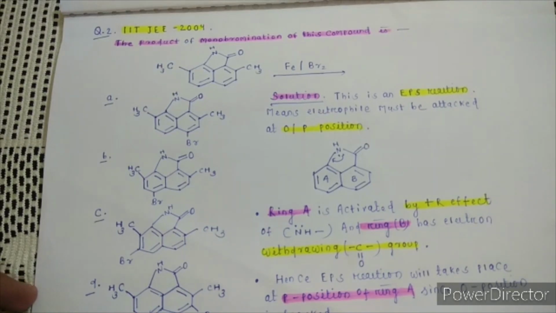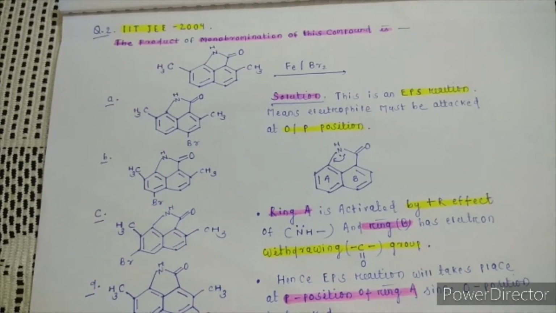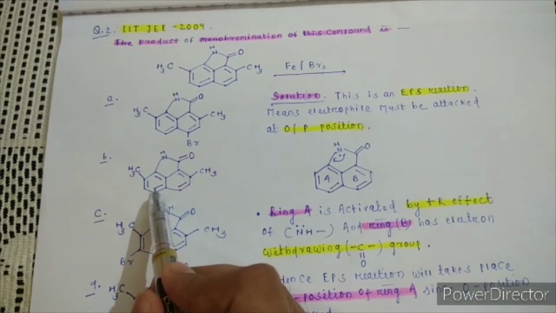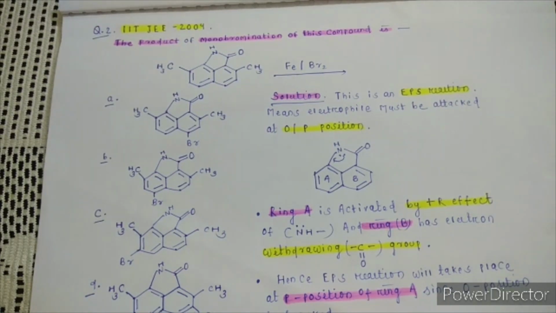You just look at all the options and try to compare with the substrate. In option 1, the Br, the bromine atom, is attached to this ring at this position. In the second option, the bromine atom is attached to the adjacent ring at this position. In the third, bromine is at this position, and in the fourth, the bromine is at this position. So only the attachment of bromine is different in all the options, and you have to select where bromine will attach in the substrate.